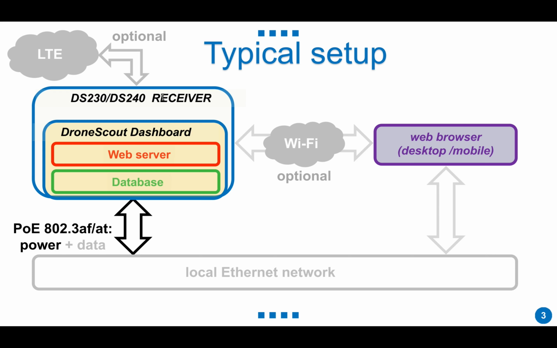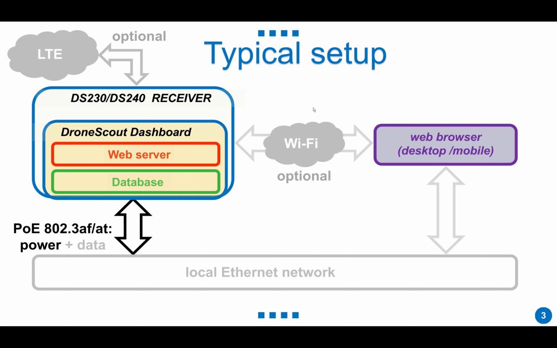So we're also working on a few other add-ons. One of them is LTE. We can already provide our remote ID receivers with an LTE modem. So it means that you don't need the local Ethernet network anymore for connectivity, but instead you use the LTE network for that.